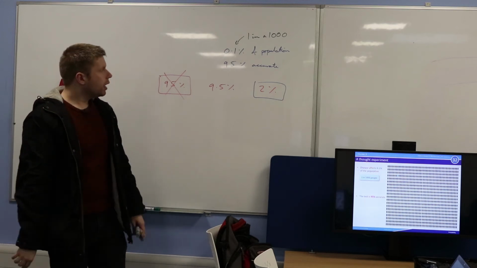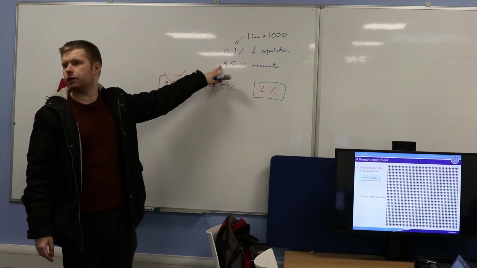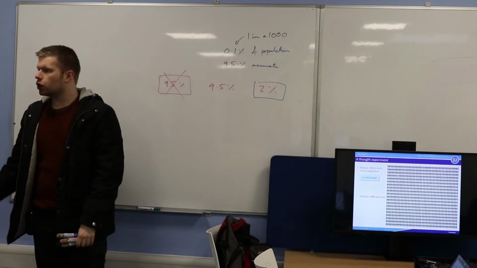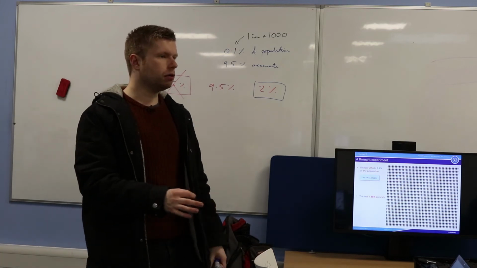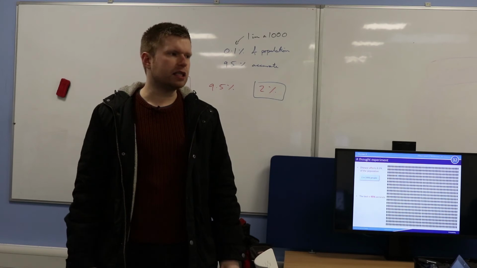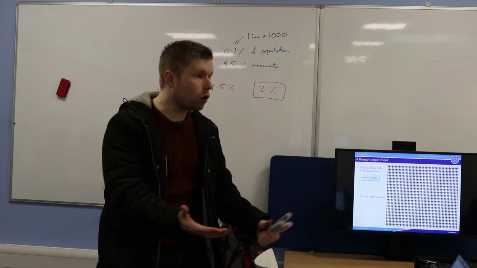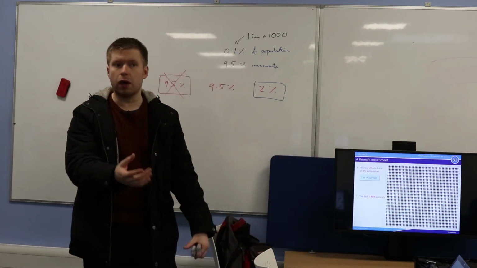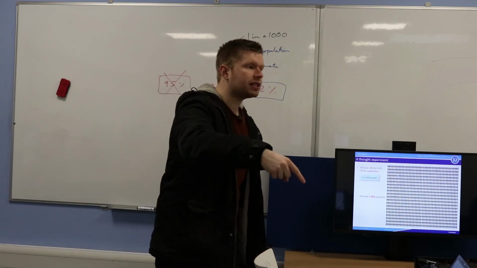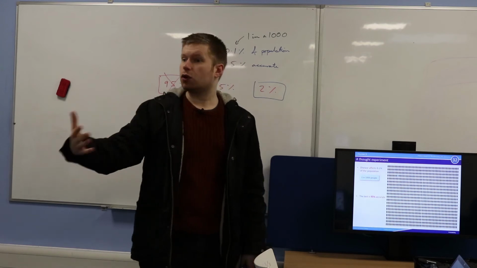But I also told you this second piece of information. If I just left it at the first bit of information, 0.1% of the population, what's the chance that you have the disease? You would say pretty unlikely, because it's only 1 in 1,000. If you put 1,000 people in the room, by chance, only one of them will actually have this disease. So the chance of you having that disease, based on that first piece of information, is quite low.